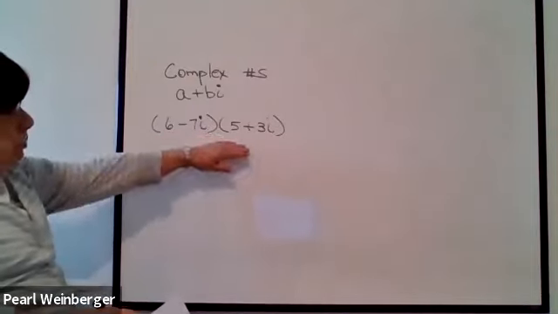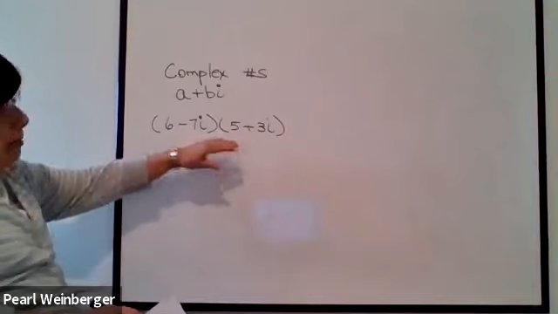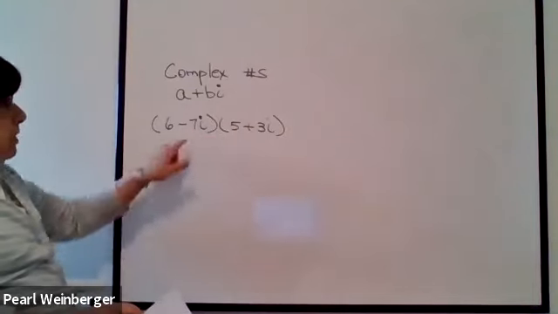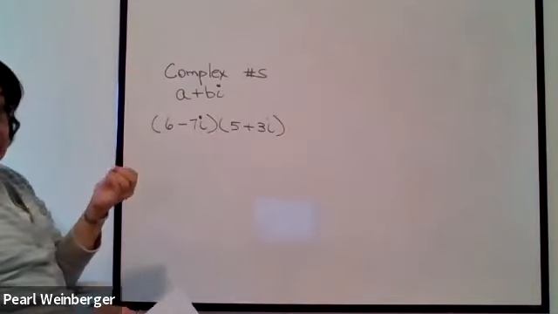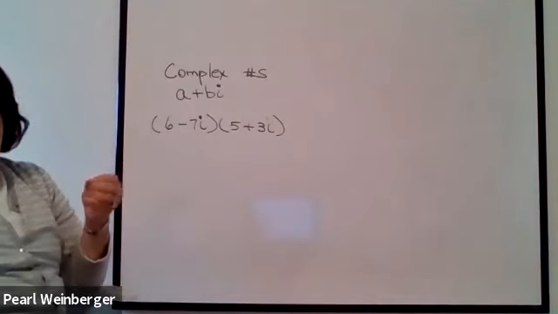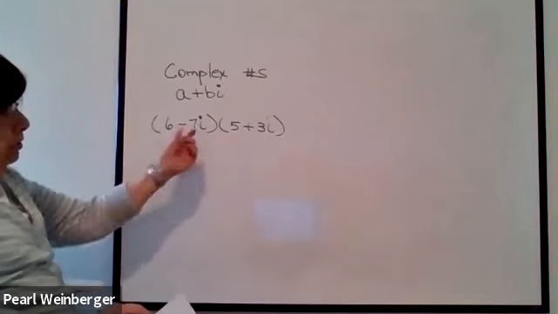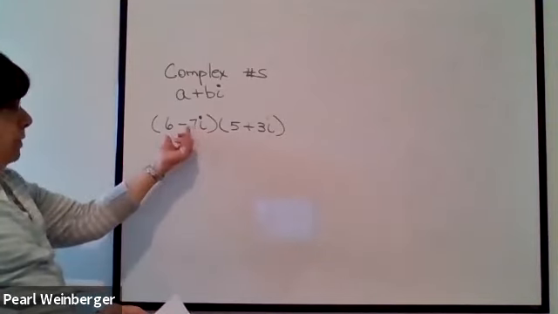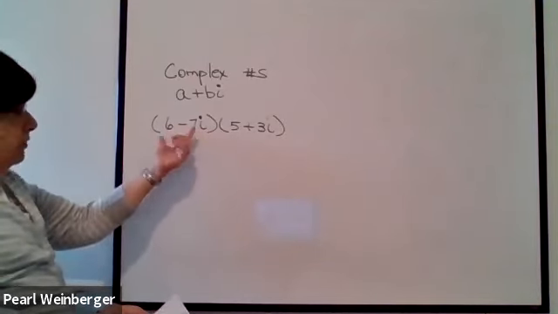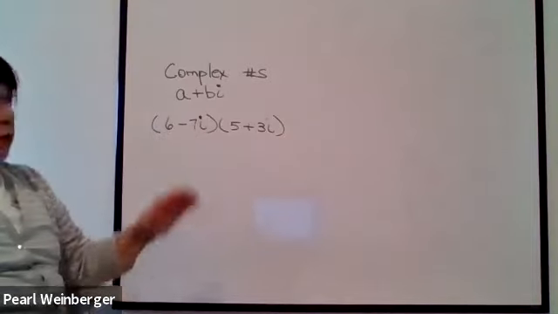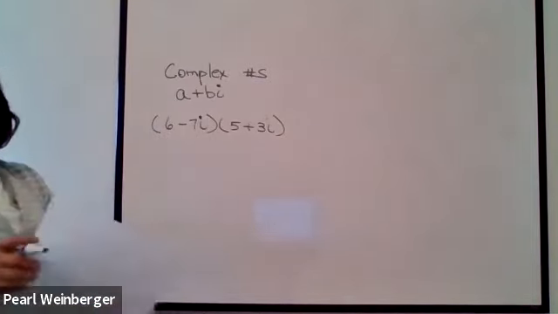This is already in terms of i. These are really both complex numbers, but they're both binomials, because complex numbers by nature are binomials, because they have two parts, a real part and an imaginary part. And they can't be combined. You can't combine the 6 with the 7i. They're not like terms. But you can use FOIL, just like you've done with any binomials.